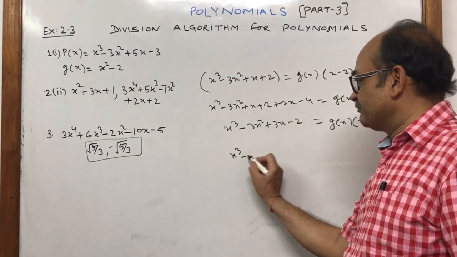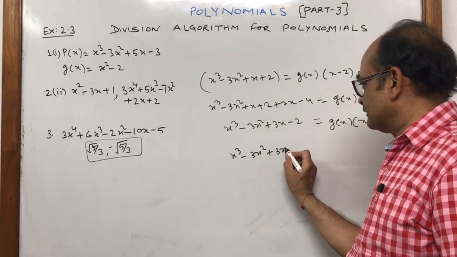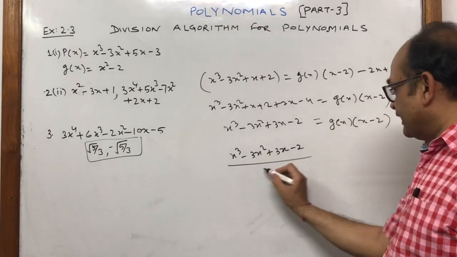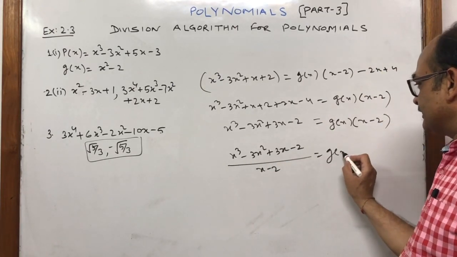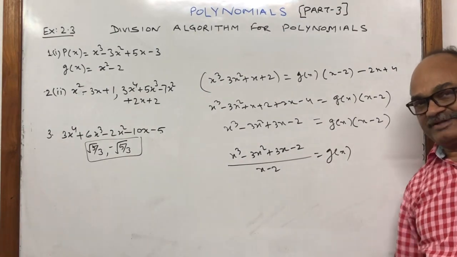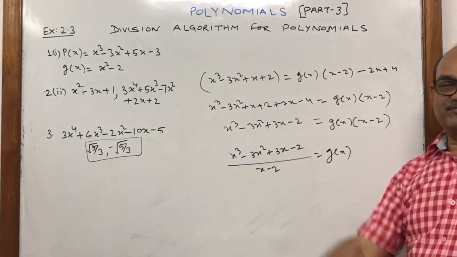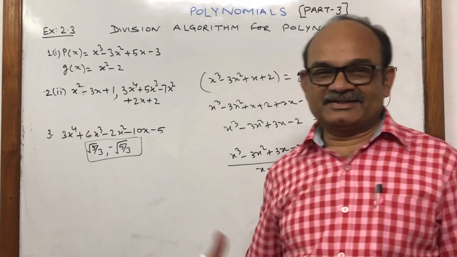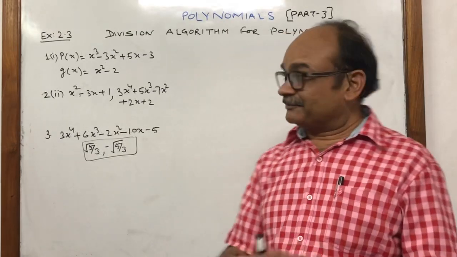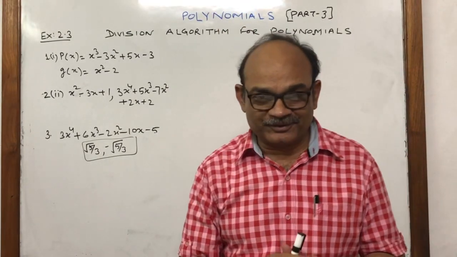Hence, if you divide it by x minus 2, you will get gx, and division you know very well. So this remaining part is for you. You have to divide and get the value of gx. This way we have completed the division algorithm for polynomials.